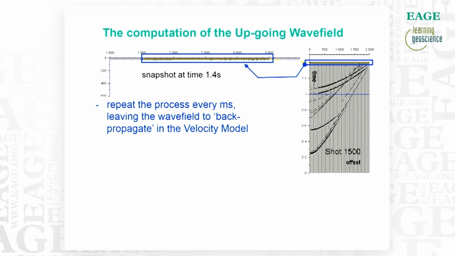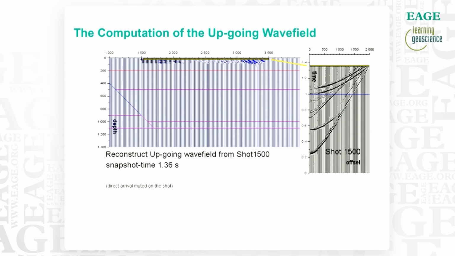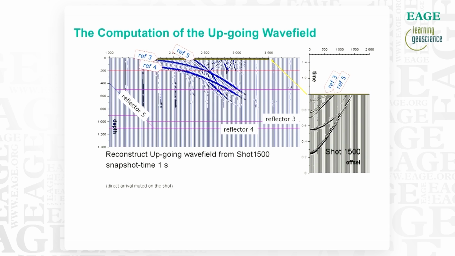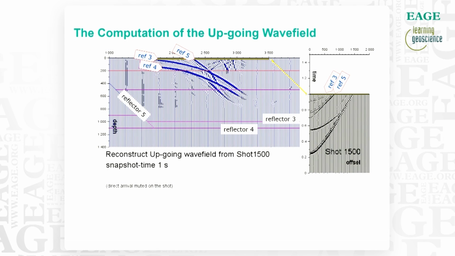We repeat the process every millisecond from the maximum recording time backwards and reconstruct in this way the upgoing wave field. So let's do it. Here it goes. You see the upgoing wave field being reconstructed as time goes on. I stop at 1 second just to pinpoint as an example the upgoing elements of the reflection on reflectors 3, 4, and 5. And you see on the right how the shot gather is feeding the backwards wave field extrapolation step by step like a spatial source. And so on until 0 time.